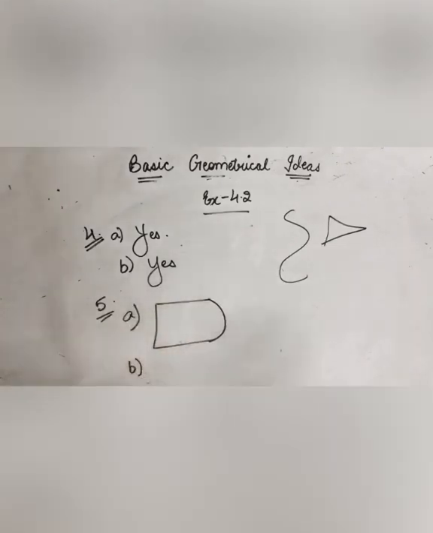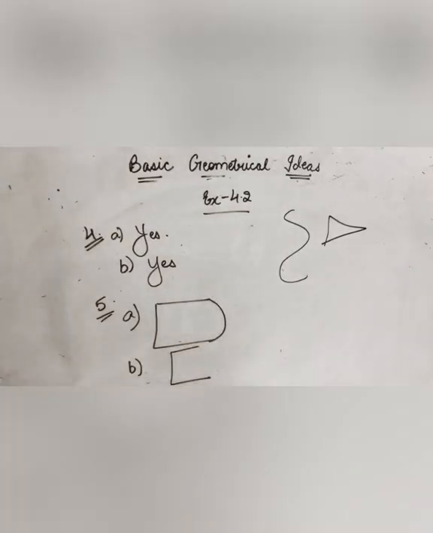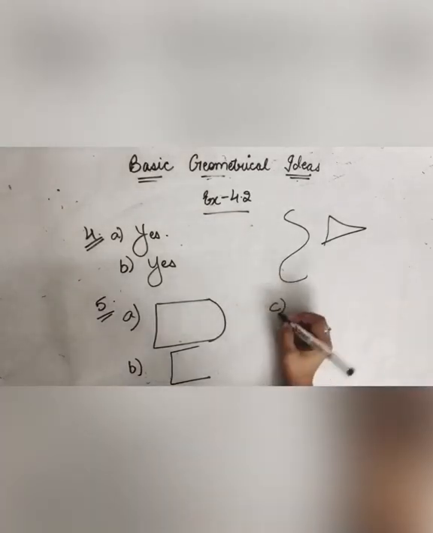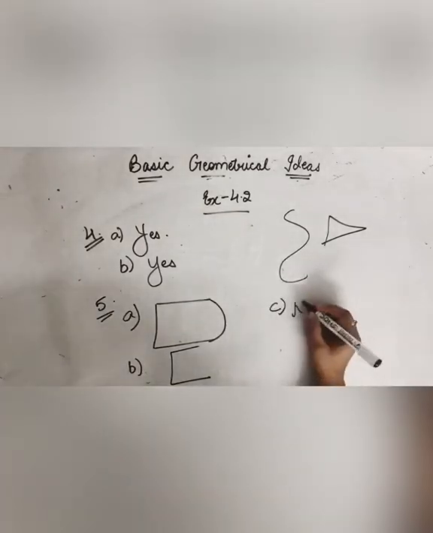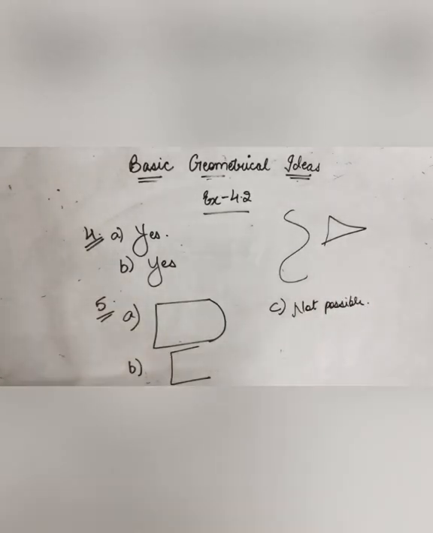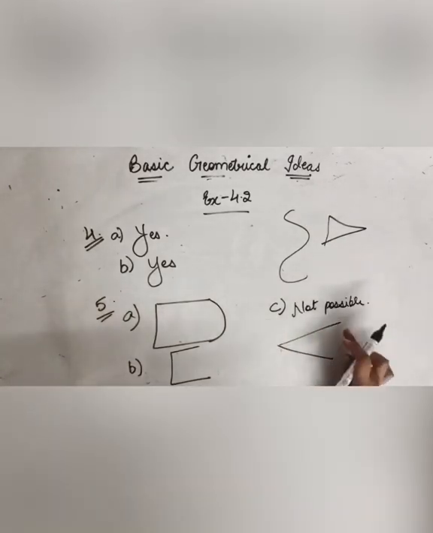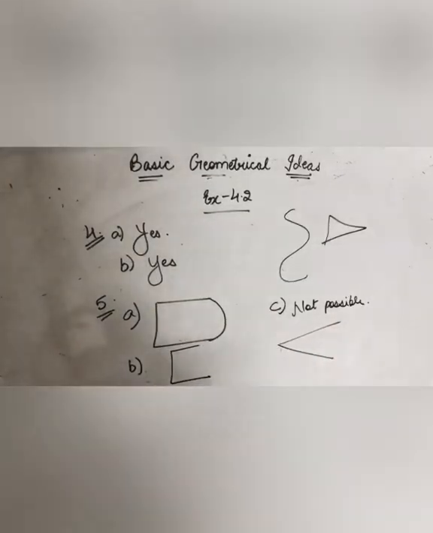B part, an open curve made entirely of line segments. You have to draw an open curve. Draw like this. It is an open curve made up of line segments. And third one is a polygon with 2 sides. Now it is not possible because polygon has minimum 3 sides, because polygon is a closed figure. So if I am drawing 2 sides, this figure will remain open.